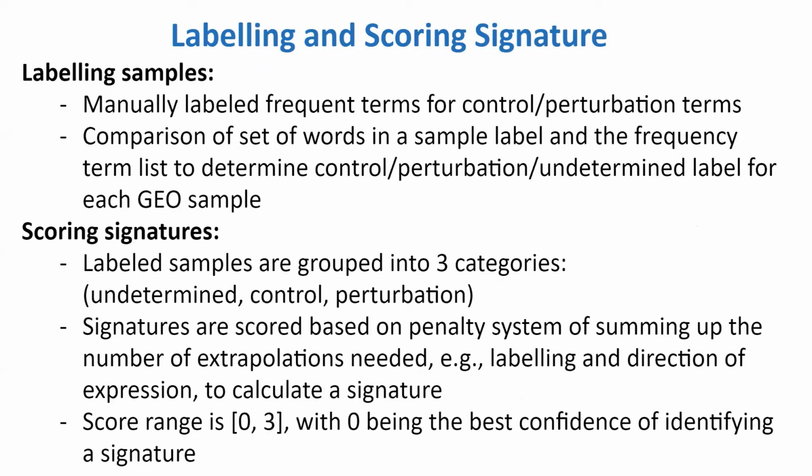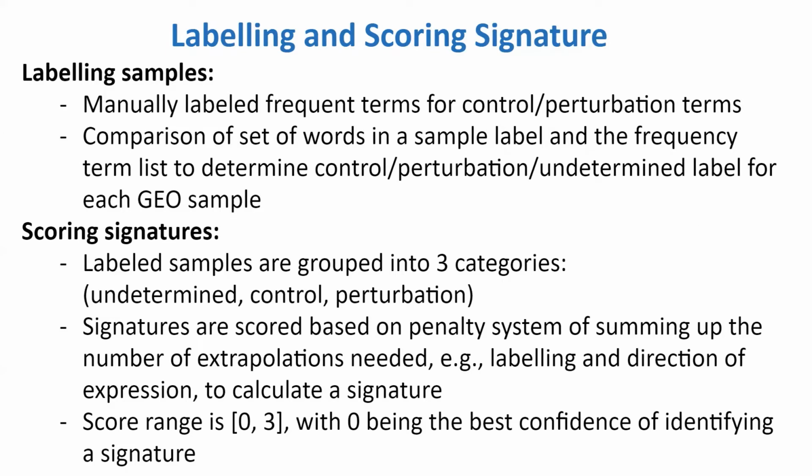A bit more about the labeling and scoring mechanism. To label the samples, frequent terms for control and perturbation were first manually labeled, and then the set of words in the sample label were compared against this list of frequent terms to determine a control, perturbation, or undetermined label for that sample. The labeled sample groups were then grouped into three categories: undetermined, control, or perturbation, and then studies were grouped based on this ordered triple.